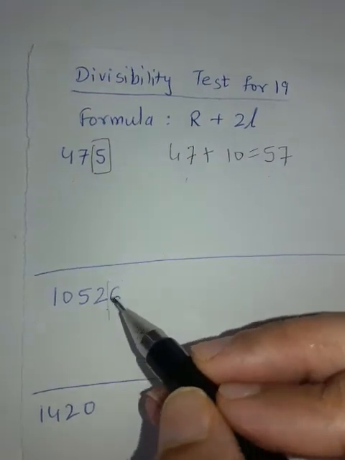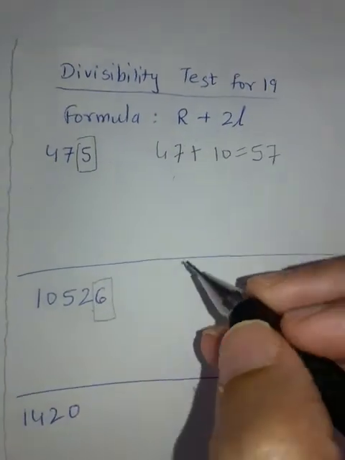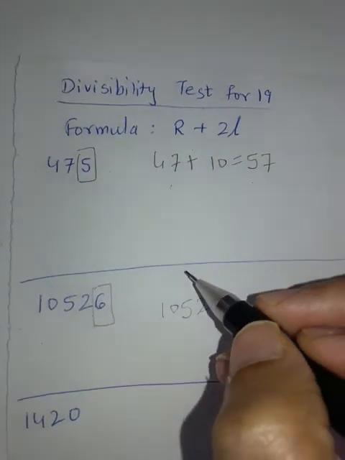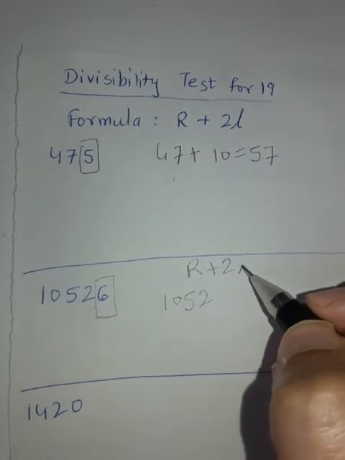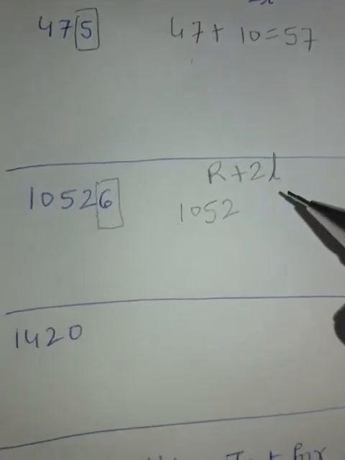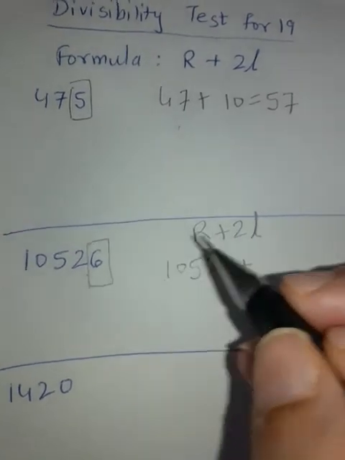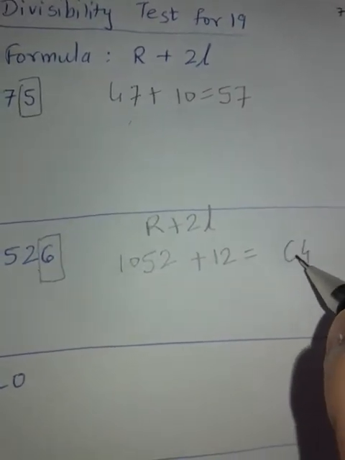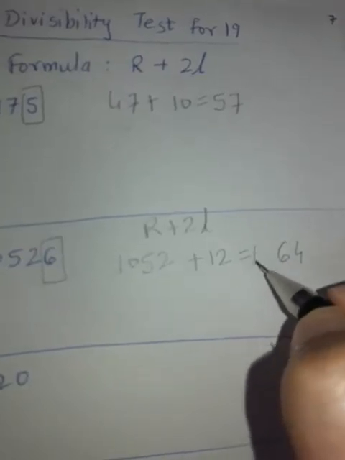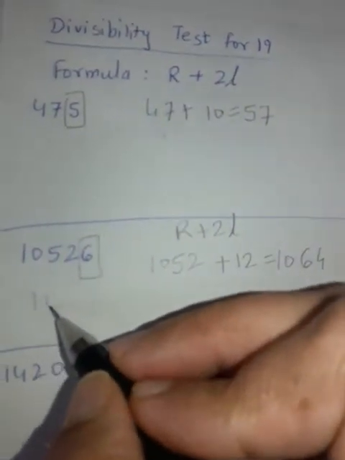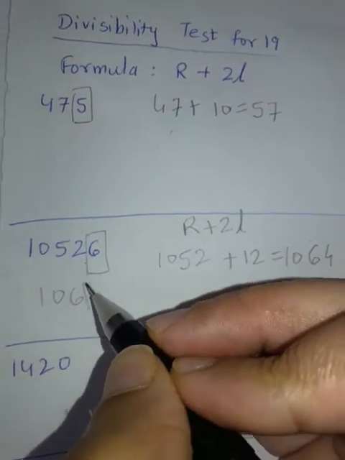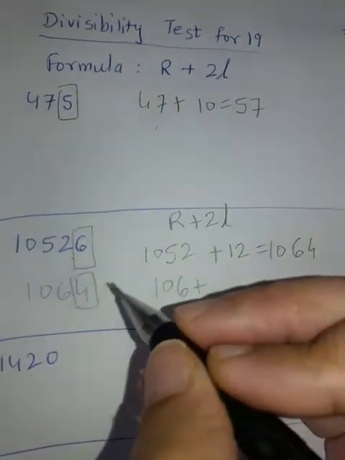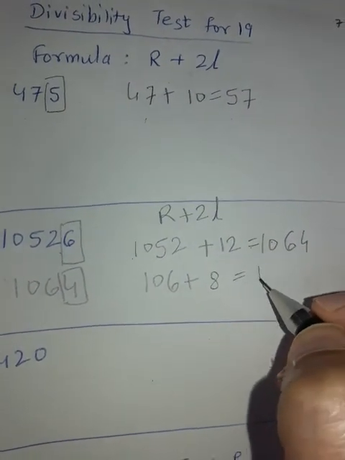Trying it here. Mark the last digit 6. Remaining number is 1052. Our formula is R plus 2L. So 1052 is remaining digit. 2L is 2 6s are 12, which comes out to 1064. Copying it here. Last digit. Remaining number 106. 4 2s are 8. 114.